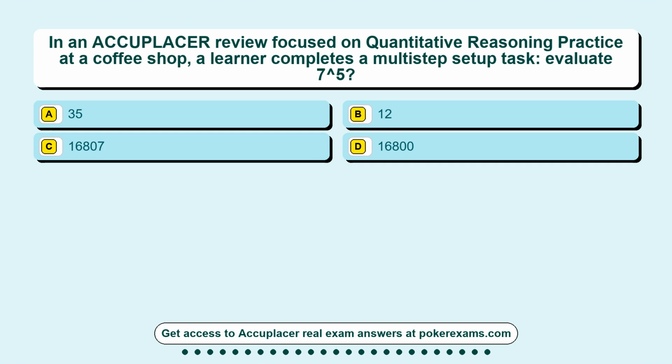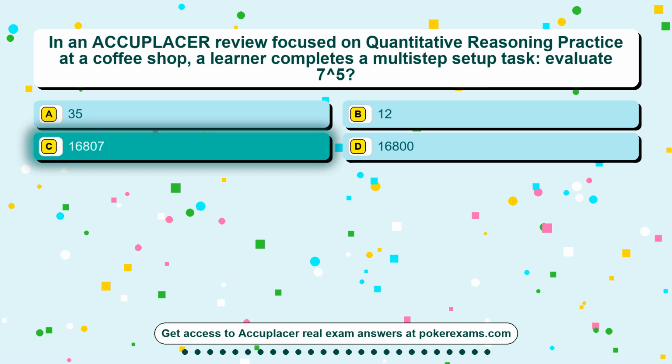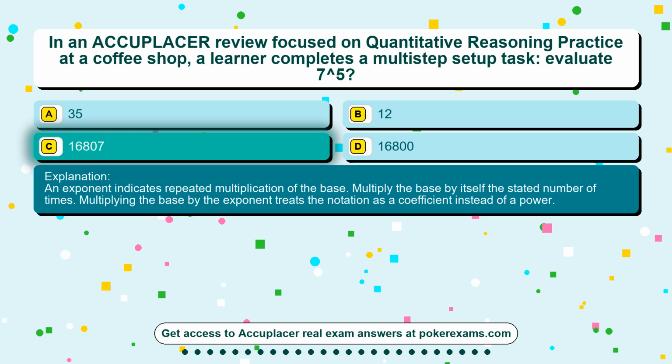Question 18. In an ACCUPLACER review focused on quantitative reasoning practice at a coffee shop, a learner completes a multi-step setup task. Evaluate 7 to the power of 5. Option A, 35. Option B, 12. Option C, 16,807. Option D, 16,800. The correct answer is option C, 16,807. An exponent indicates repeated multiplication of the base. Multiply the base by itself the stated number of times. Multiplying the base by the exponent treats the notation as a coefficient instead of a power.